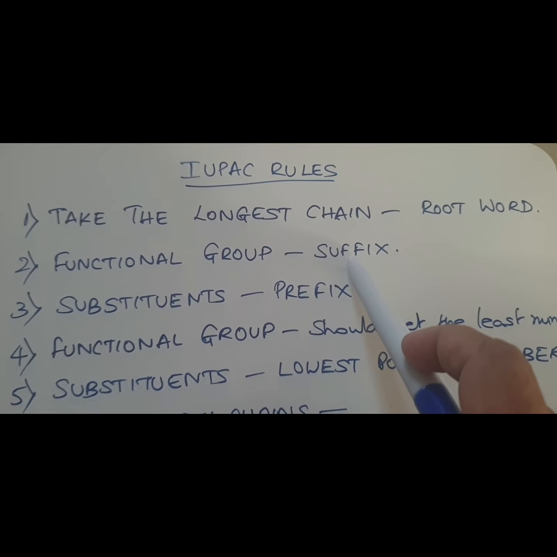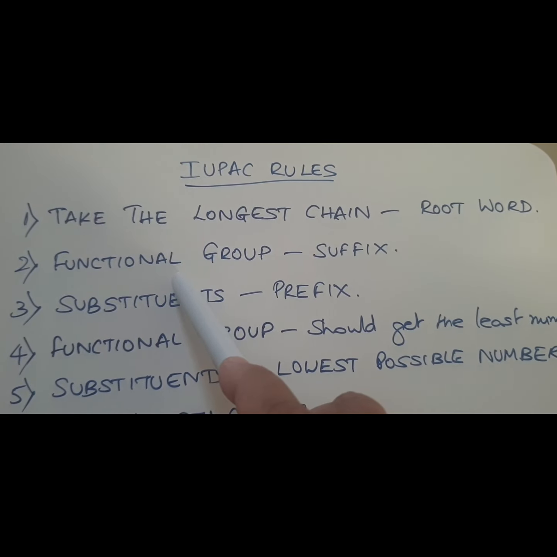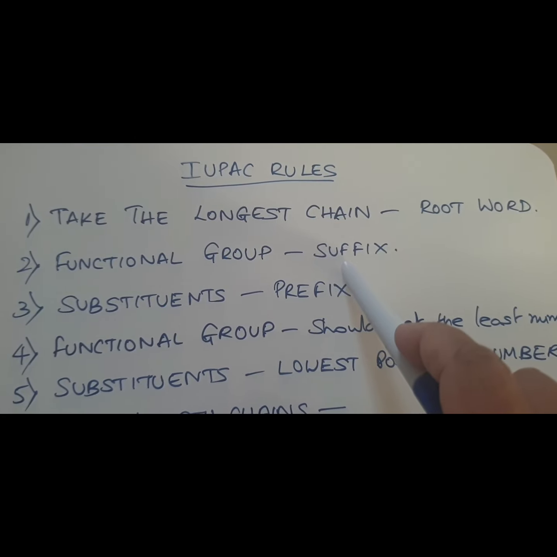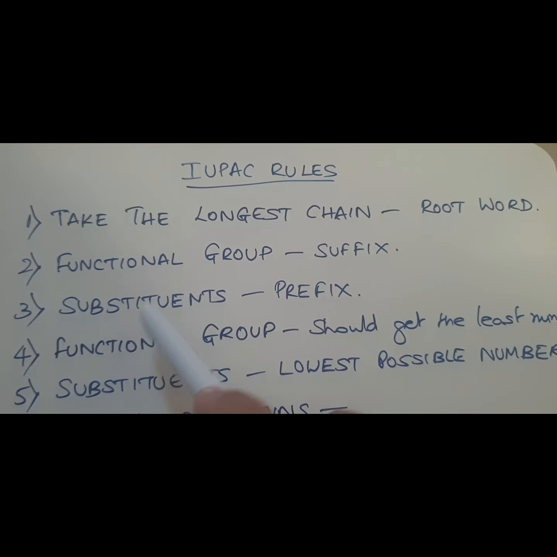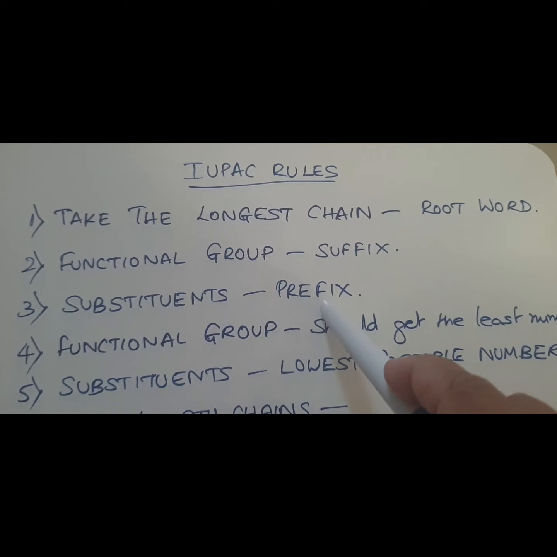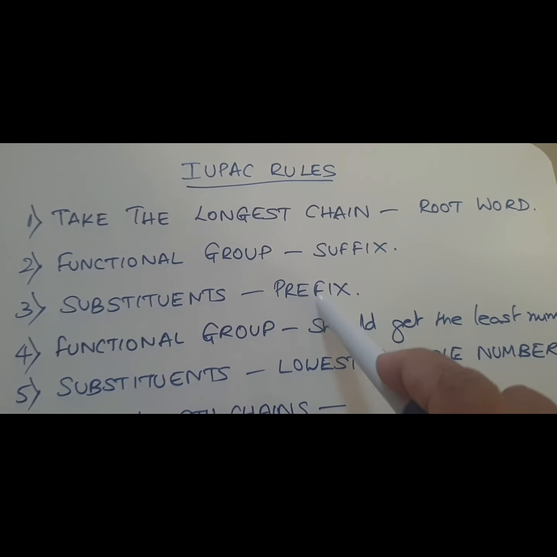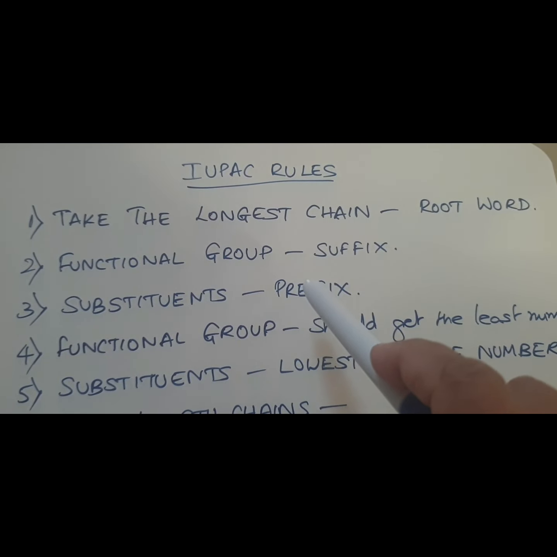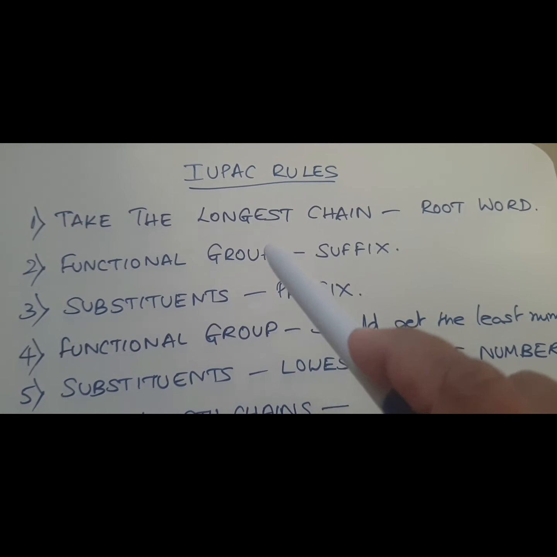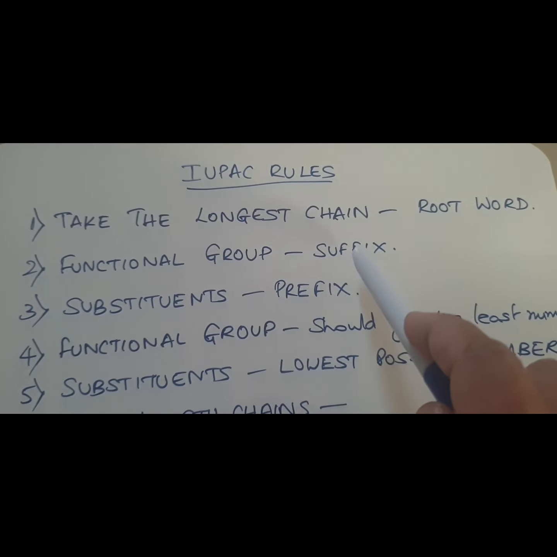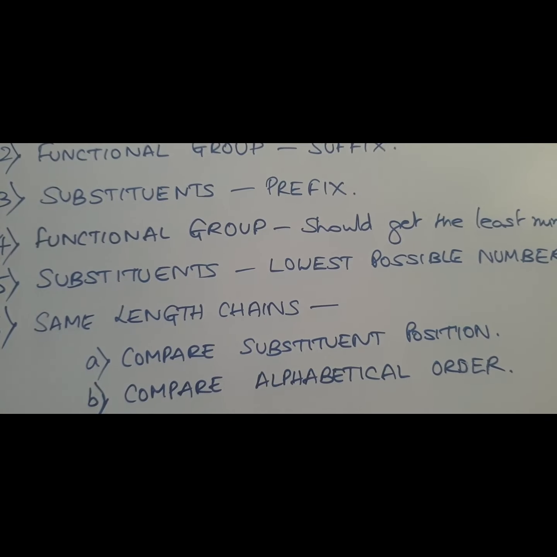How do we get the suffix? We take the functional group and give the suffix for the compound, whereas we take the substituents and we give the prefix. When we are giving the prefix, we also mention the position of the substituents. Same is the case with suffix.